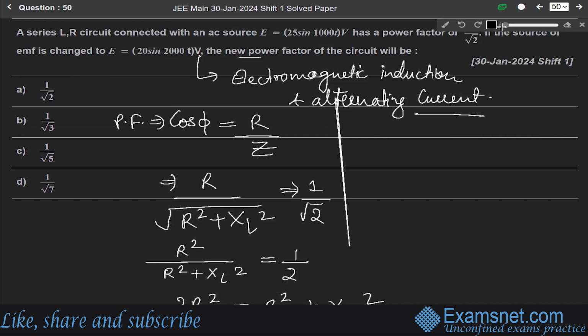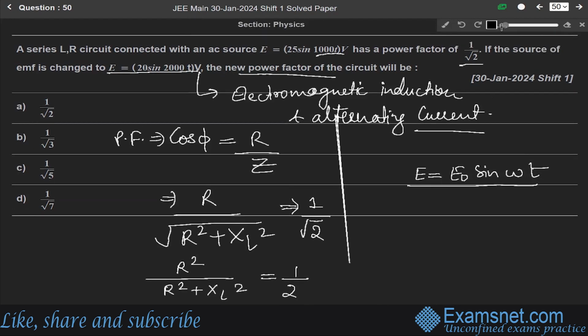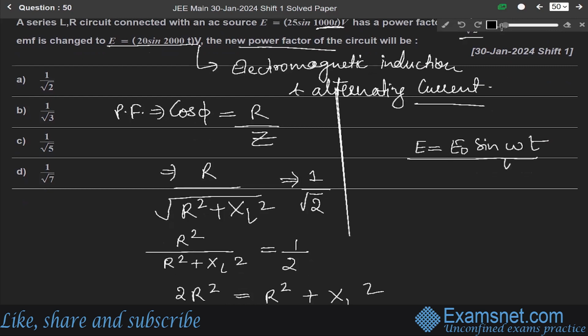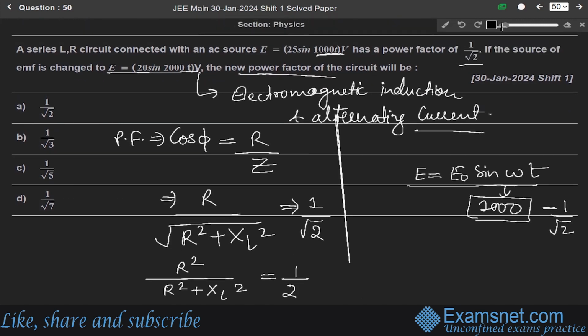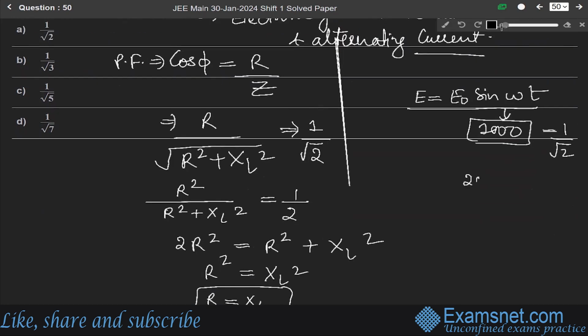Now it is asking about the power factor when the EMF becomes this. Since we know that the standard equation for EMF is E naught sine omega t. Now see carefully, when the power factor is 1 by root 2, at that time omega is 1000. Now we have to find the power factor when omega becomes 2000, which means it is twice the initial value.